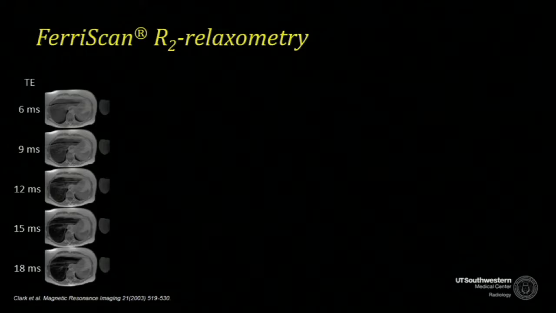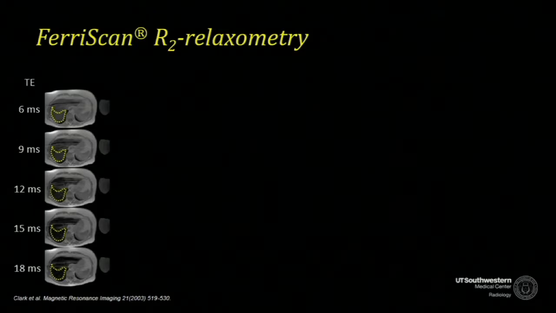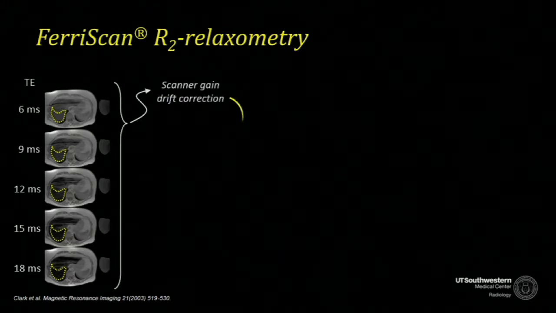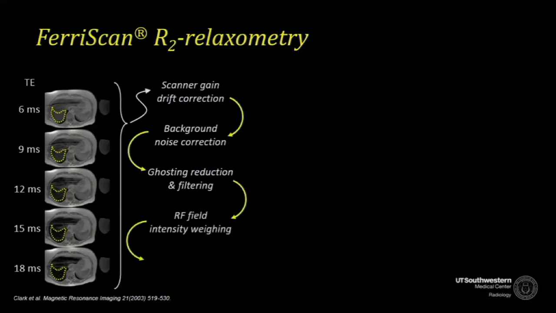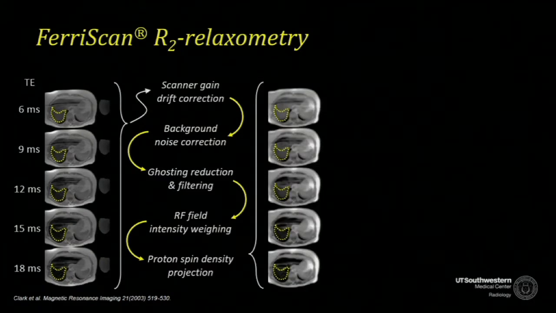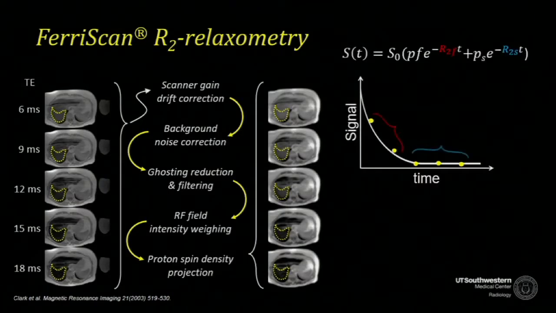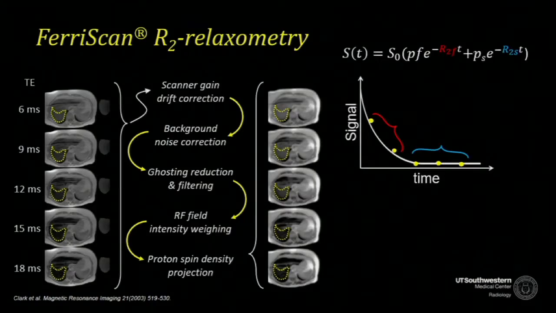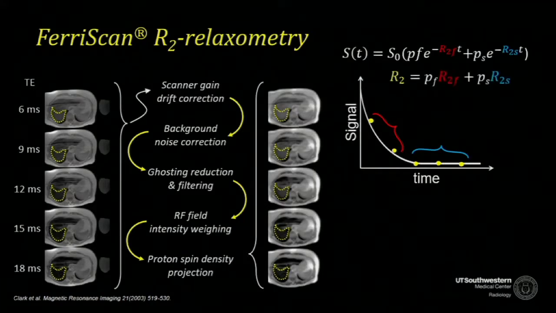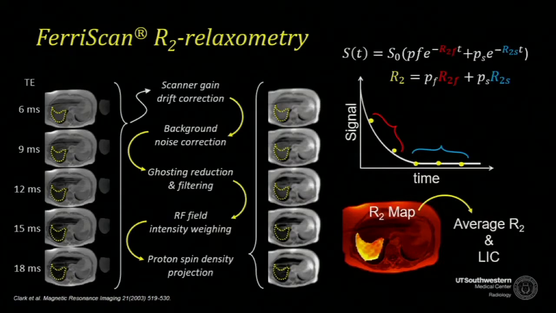That's the basis for FerriScan R2 relaxometry. It's a commercial product where you get spin echo images at 6, 9, 12, 15, and 18 milliseconds, put an ROI in the liver, and then it goes through very complex post-processing done by Resonance Health. It's proprietary. At the end, the images are filtered, and then those ROIs are plotted against time. They do a biexponential fitting to the curve, which has a fast component shown by the red brackets and a slow component shown by the blue brackets. Then there's a weighted average to get the R2. Then they generate a pixel by pixel R2 map, and that correlates with liver iron concentration.